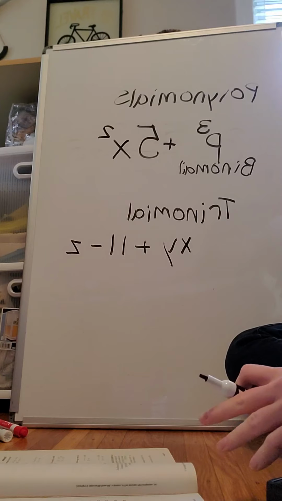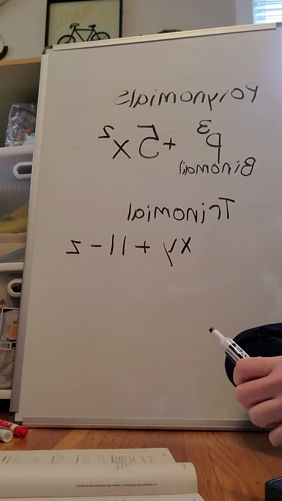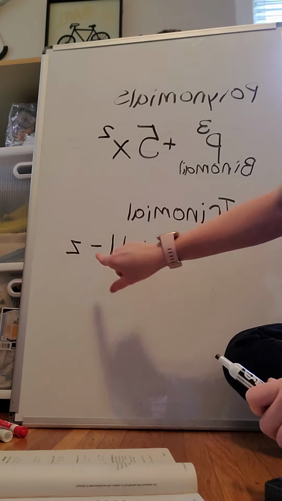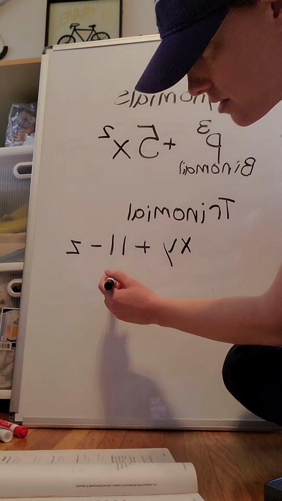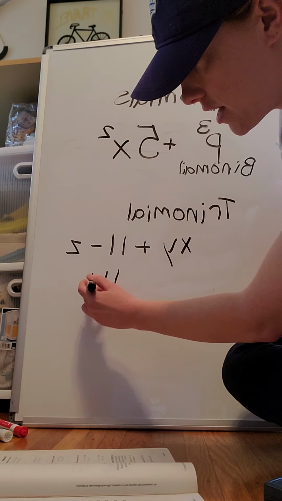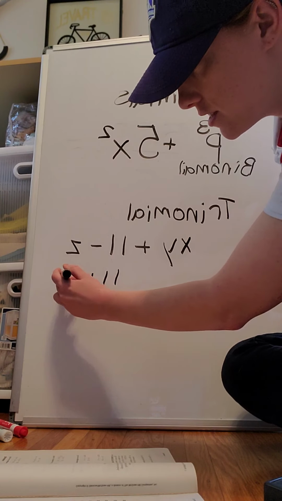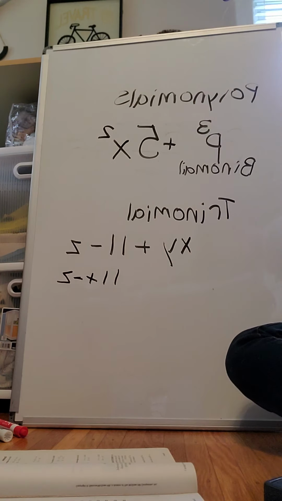So the definition of a polynomial is monomials that are added together. Notice that's a subtraction sign, but this can be rewritten. It's the same thing as plus negative z, so that still counts. This is still a polynomial.